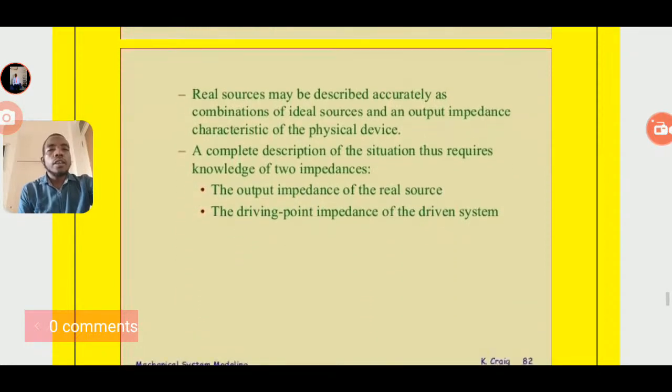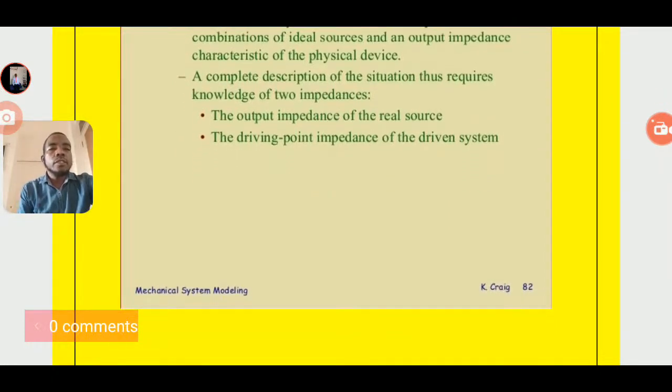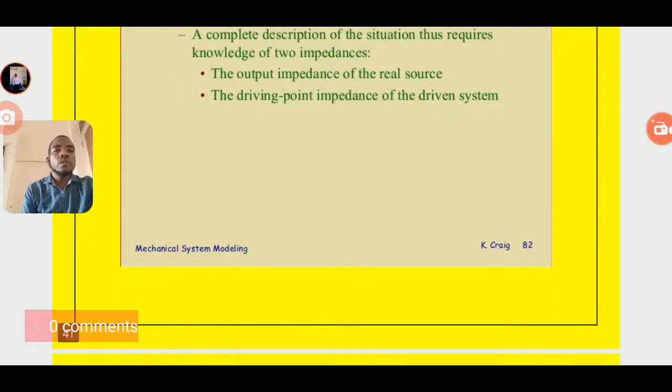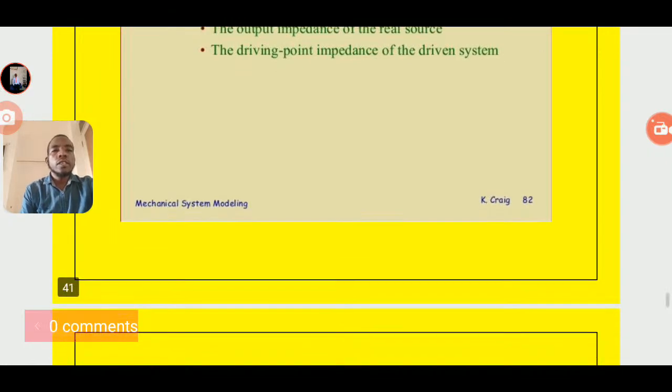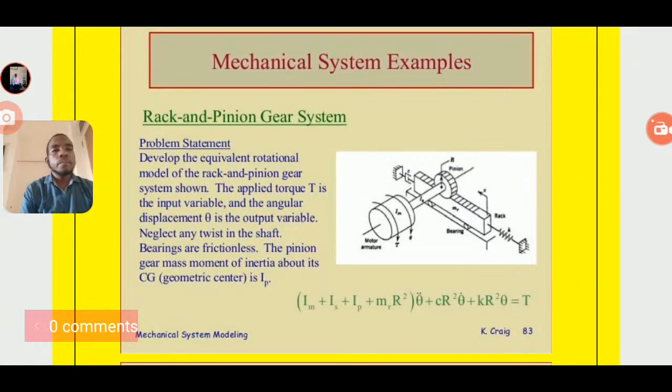So real sources may be described accurately as combinations of ideal sources and an output impedance characteristic of the physical device. A complete description of these situations also requires knowledge of two impedances: one is the output impedance of the real source, and the other is the driving point impedance of the driven system.